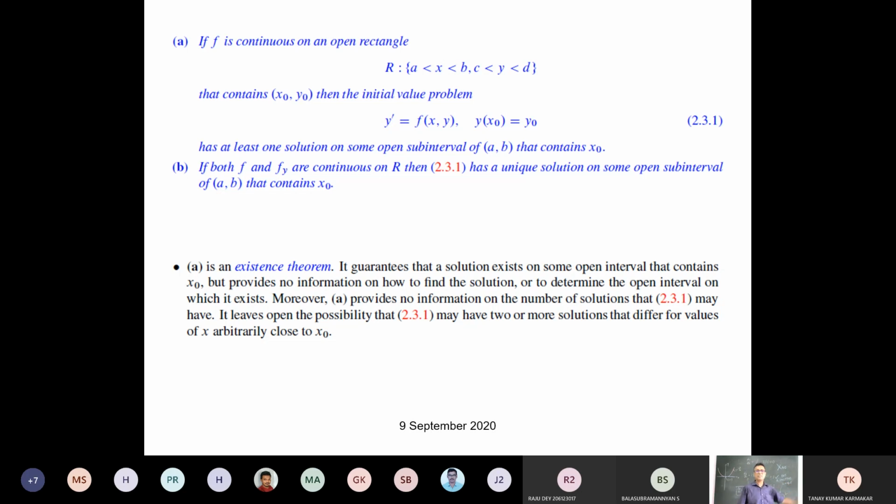I have pasted this from somewhere else. Basically I'm going to follow Simmons' book, and it is the same statement, but maybe they tell it in some different shape. Don't worry about this.